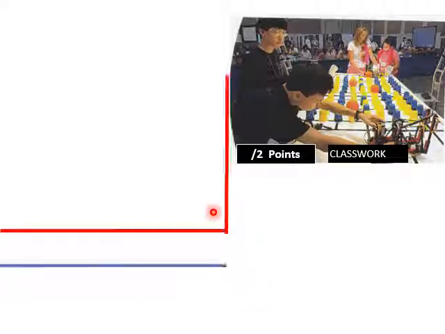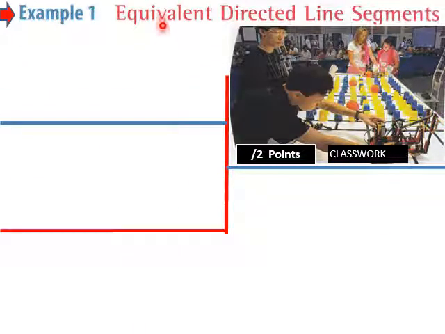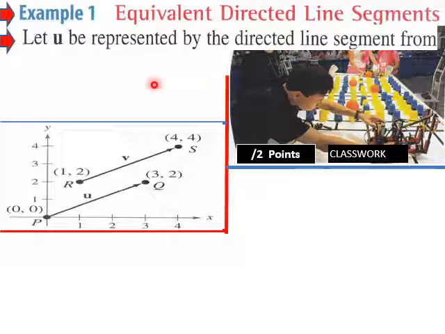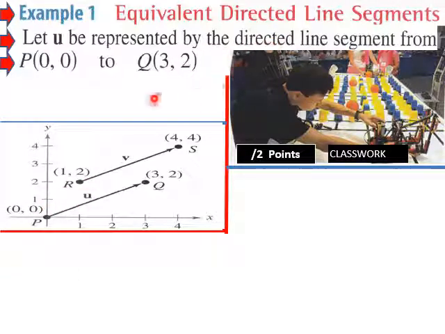Very important for the rest of this course. So, example 1, equivalent directed line segments. Let U be represented by the directed line segment from P (0, 0) to (3, 2), which is right here. So this is U here. We have U.